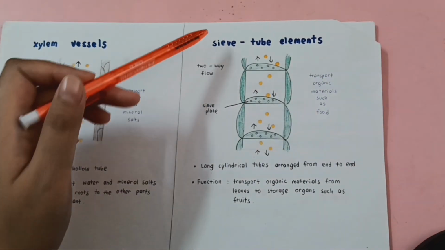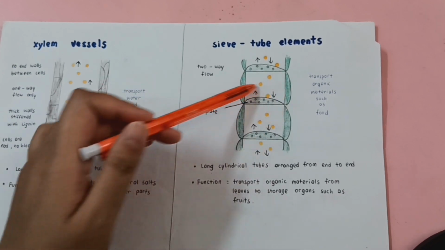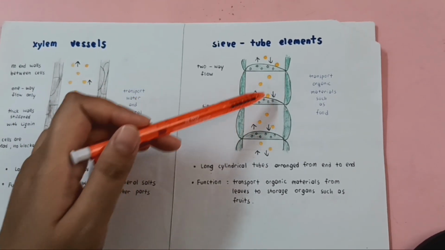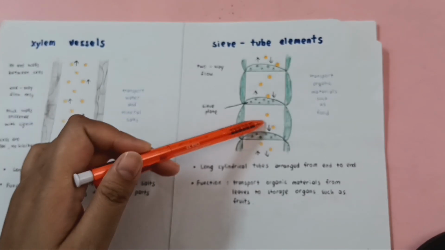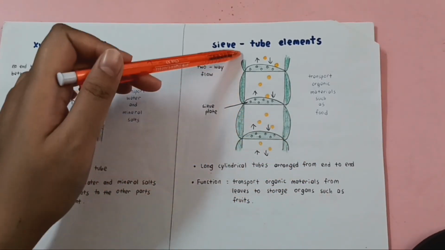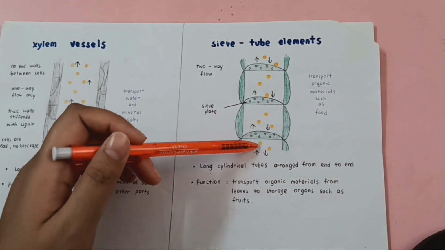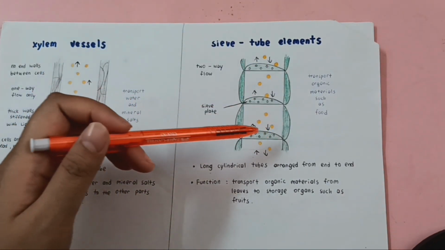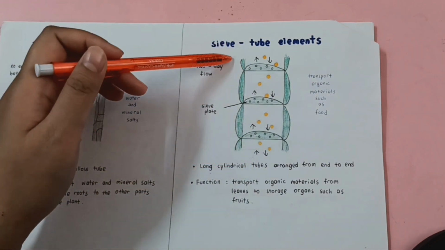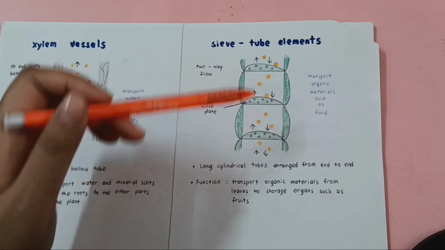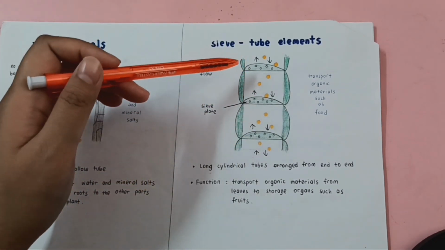Now the sieve element. This is a sieve element, and this is the sieve plate. One sieve element will join with another sieve element from end to end to form a sieve tube. A sieve tube is one of the components of phloem. The substance will flow in two ways: from the root to the other parts of the plant, and from the other parts of the plant to the root.